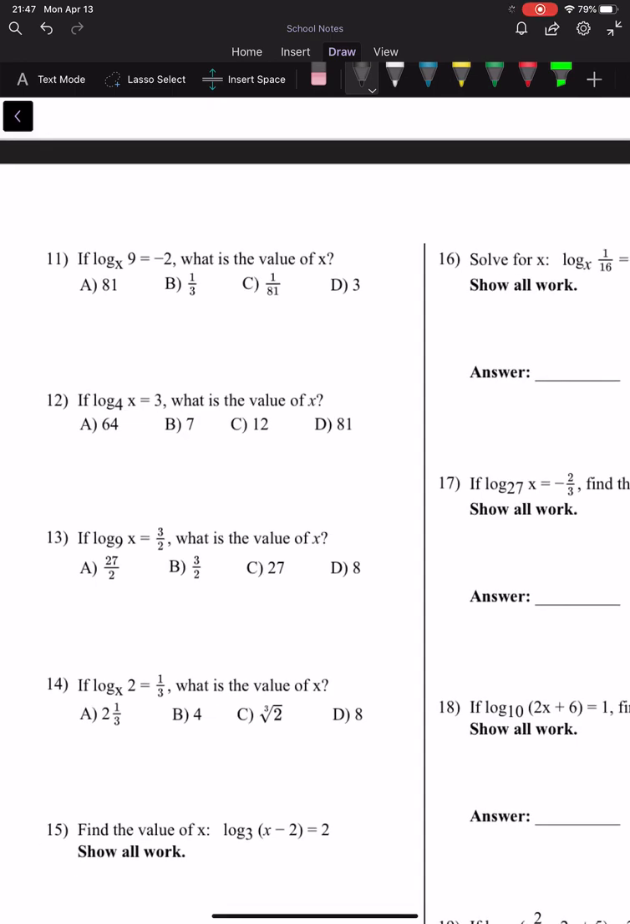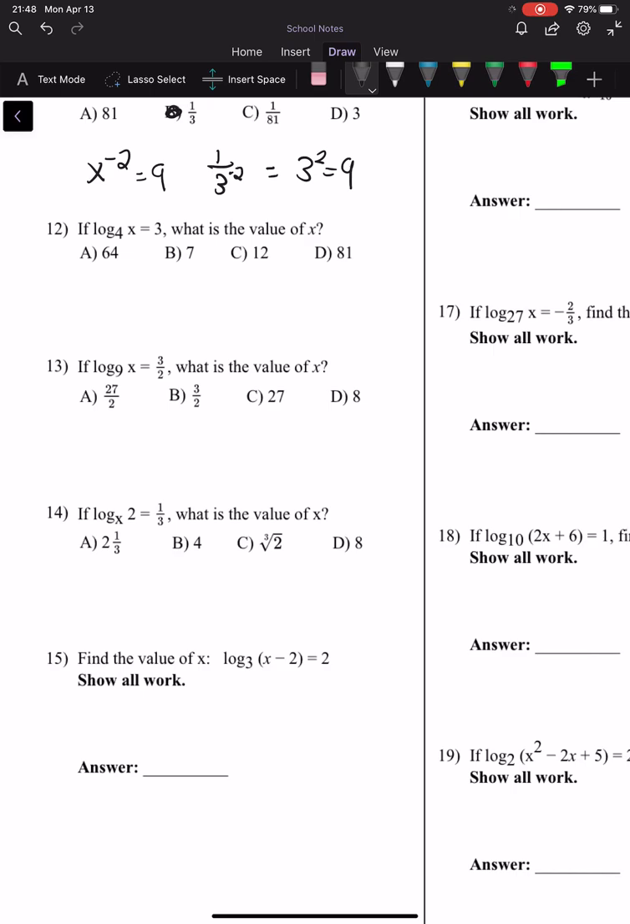Number 11. We're going to have X to the -2nd power equals 9, which is equal to 1 over 3 to the negative 2. So choice B. And then 1 over 3 to the negative 2 is the same as 3 squared equals 9. So choice B.